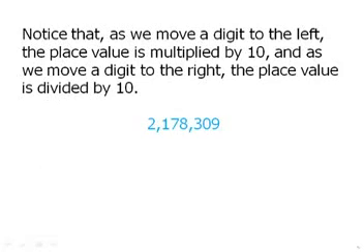Notice that as we move a digit to the left, the place value is multiplied by 10, and as we move a digit to the right, the place value is divided by 10. So for example, look at that 8 in the middle. That 8 is in the thousandth place. If we move to the left one step, the 7 is in the 10,000th place. So when we move from the 8 to the 7, the place value gets multiplied by 10. Similarly, if we move to the right, from the 8 to the 3, the 8 is in the thousandth place, the 3 is in the hundredths place, and so the place value gets divided by 10.